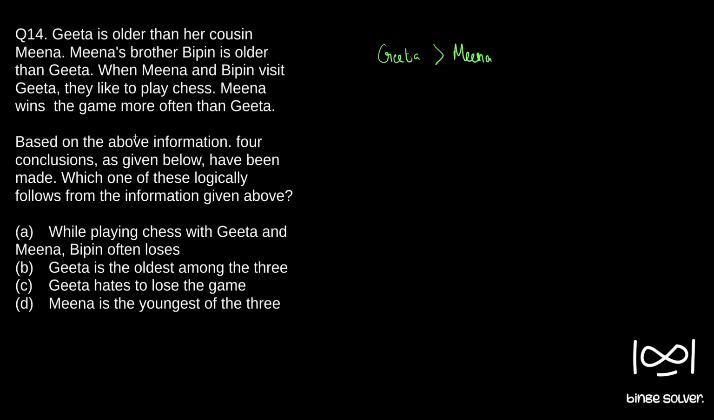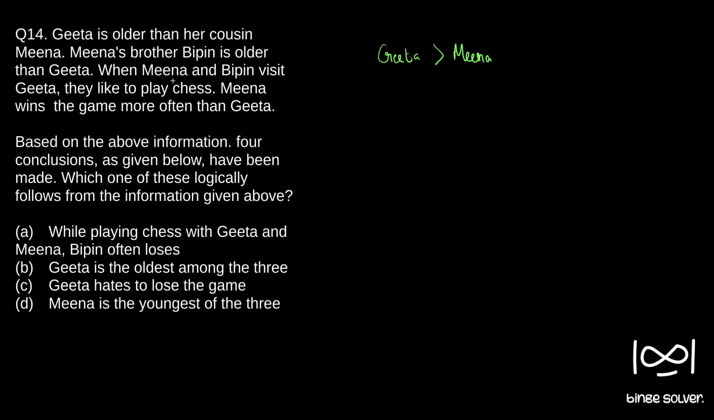Before processing all this information, let's just go to the question. Which one of these logically follows from the information given above? While playing chess with Geeta and Meena, Bibin often loses. Geeta is the oldest among the 3. Geeta hates to lose the game. Meena is the youngest of the 3. These are the statements we have to verify.